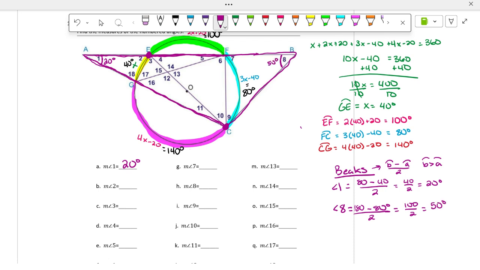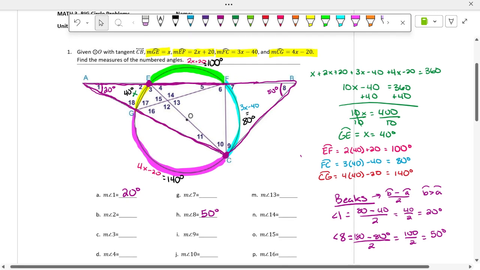So I'm going to mark it on the picture. I'm also going to mark it on the spaces. Now, that's it for beaks. Those were the only 2 angles that were truly outside of the circle. All right, now pick another subtype. All right, let's do bow ties.